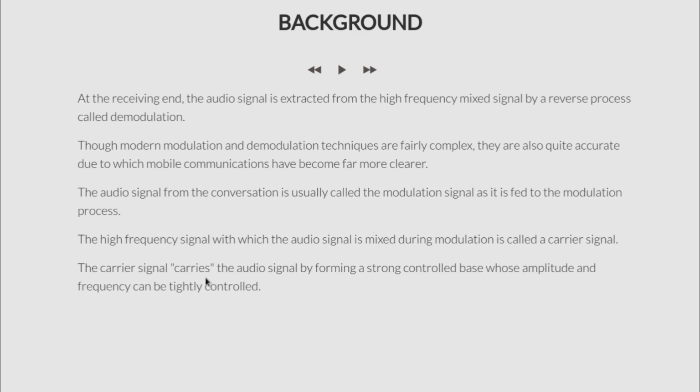Now, the carrier signal is called so because it carries the audio signal. Right? It pretty much carries. Again, like I said, the details will come soon and I won't even go into that many details. But basically, it forms a strong controlled base whose amplitude and frequency can be controlled, and on this base, our audio signal now rides. Right? That's what's happening. That's why it's called a carrier.